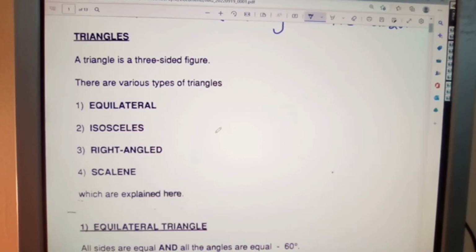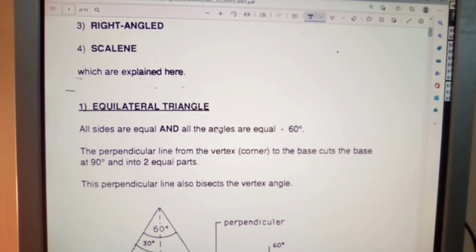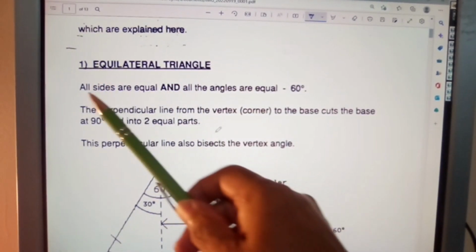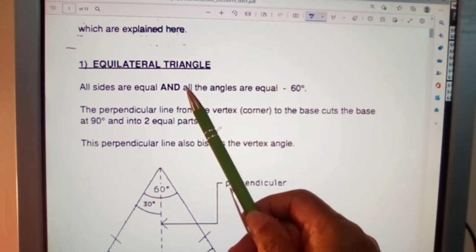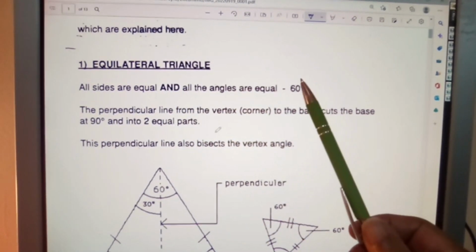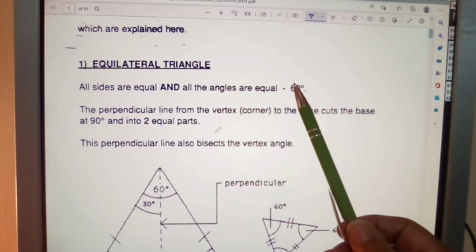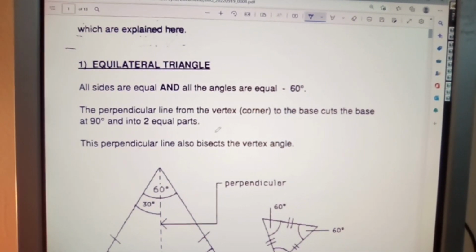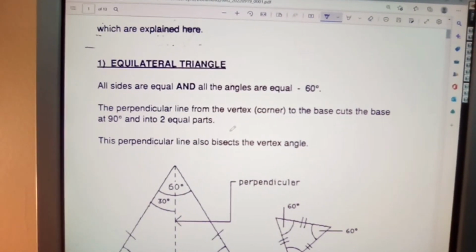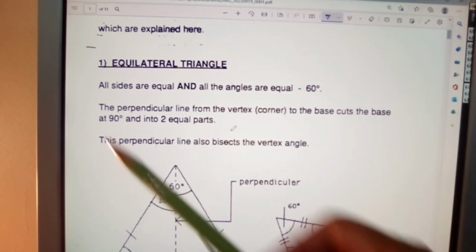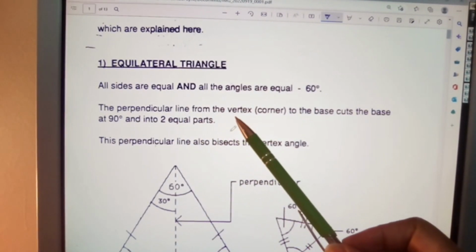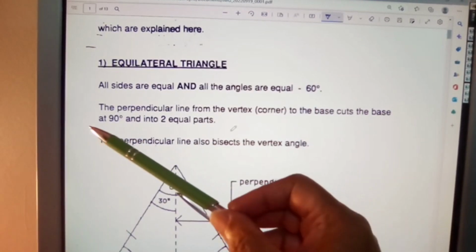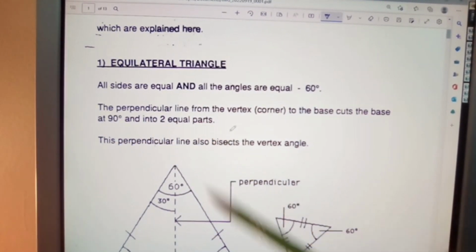Now equilateral triangle, all sides are equal and all the angles are equal. That means that the angles are 60 degrees. Now the perpendicular line from the vertex corner to the base cuts the base at 90 degrees into two equal parts. Now let's look at what they're talking about.